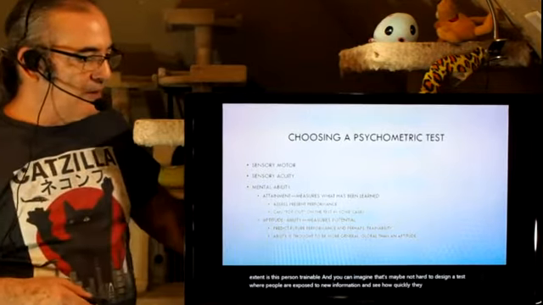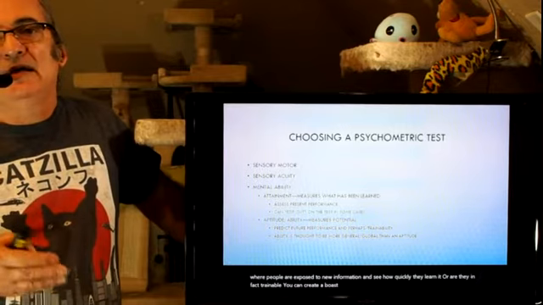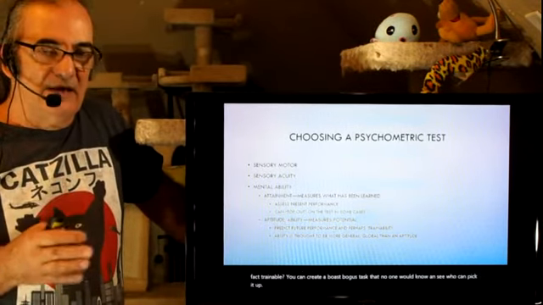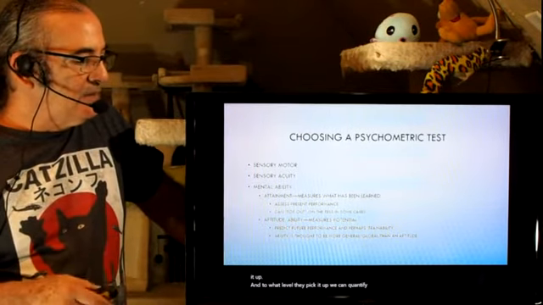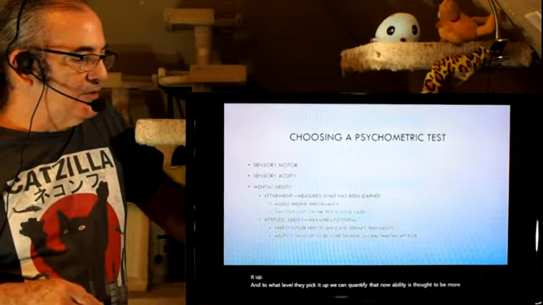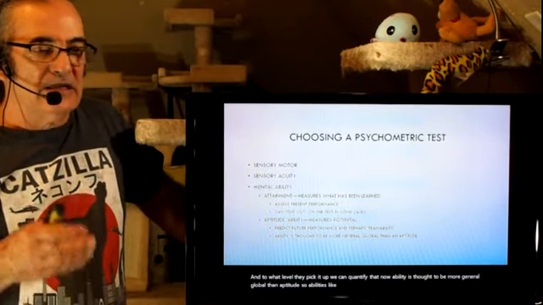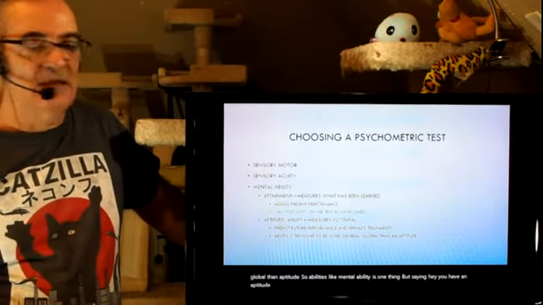Or are they in fact trainable? You can create a bogus task that no one would know and see who can pick it up and to what level they pick it up. We can quantify that. Right. Now, ability is thought to be more general, global than aptitude. So abilities like mental ability is one thing, but saying, hey, you have an aptitude for linguistics is more specific.